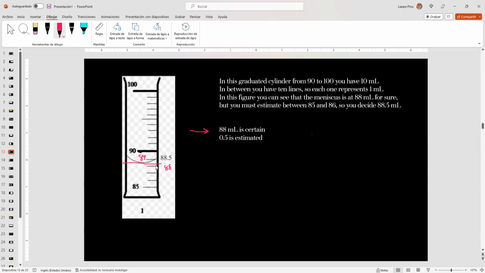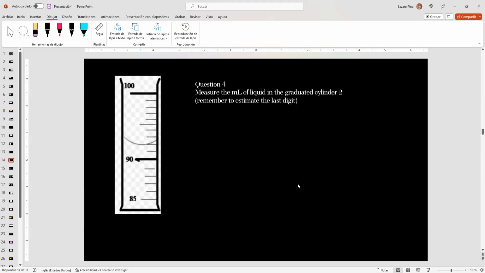Then we can say that it is 88.5 milliliters. Then this part is certain, and this digit is the estimated one. In every measurement, you have a certain part and an estimated part.